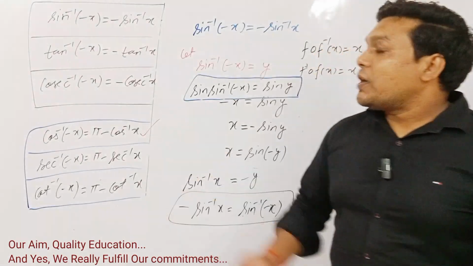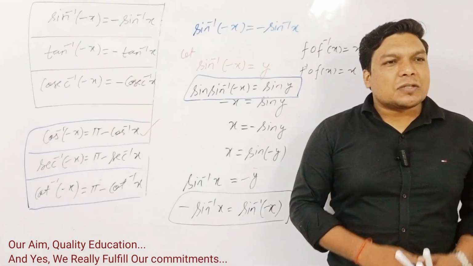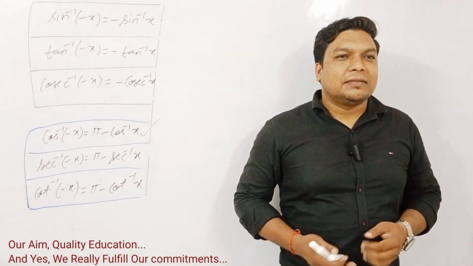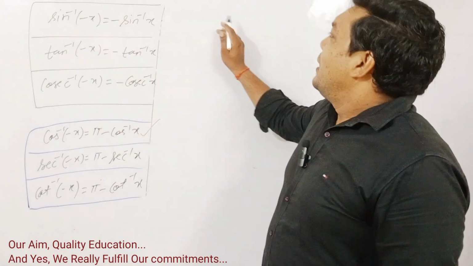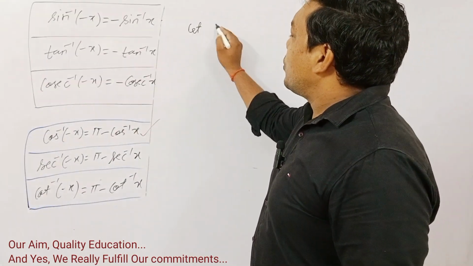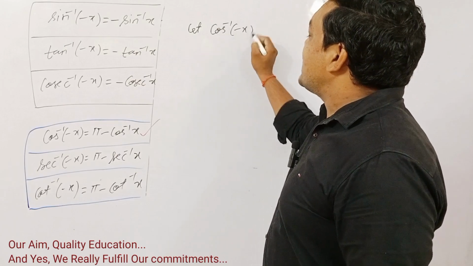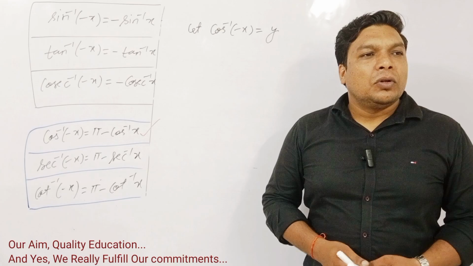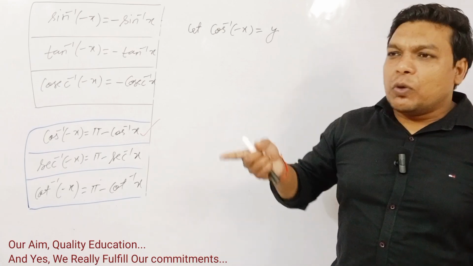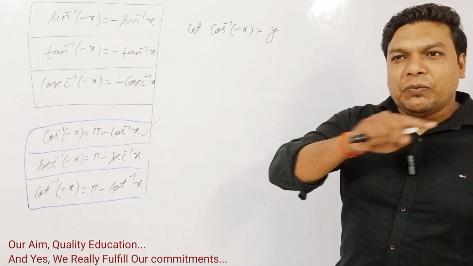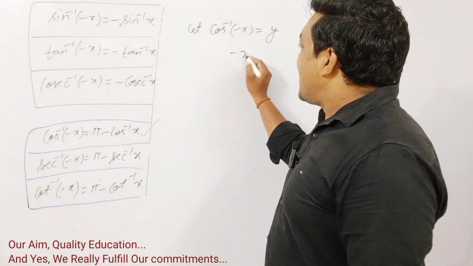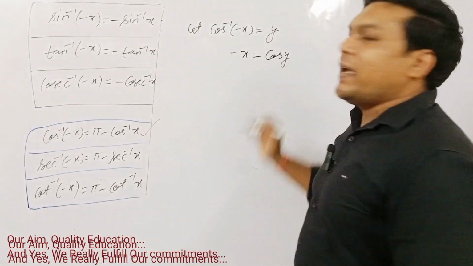Now prove cos inverse of minus x is equals to pi minus cos inverse x. So again, what we'll do: let cos inverse of minus x is equals to y. Now what will be the next step? We'll take cos of both sides. That is the actual method, but generally we avoid this step. We directly write minus x is equals to cos y.